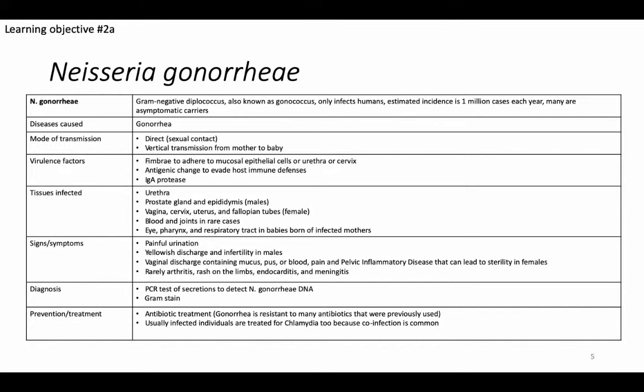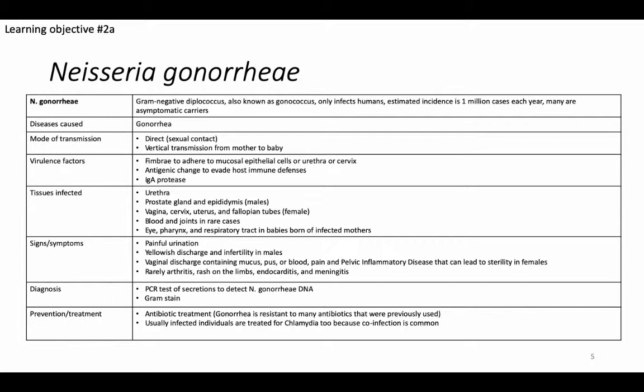In very rare cases, Neisseria gonorrhea can infect the blood and can travel throughout the body and get into the joints to cause arthritis. And in babies born of infected mothers, we can see the bacteria enter via the mucous membranes of the eye, the pharynx, and the respiratory tract.